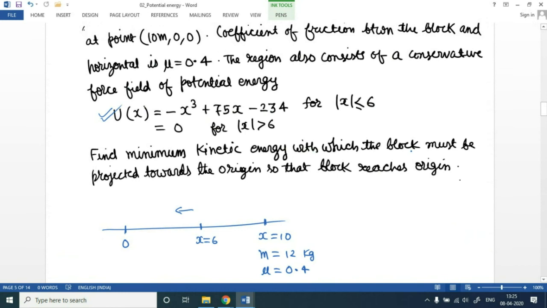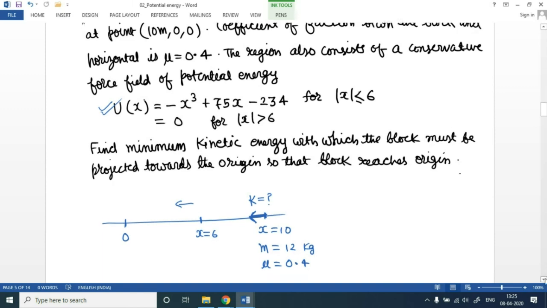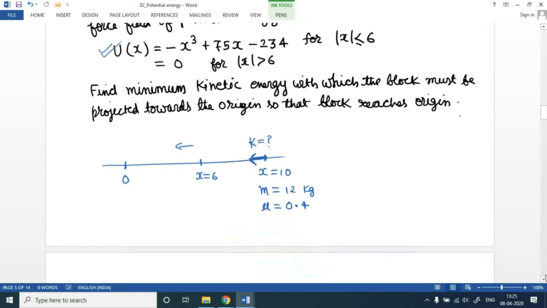with which the block must be projected. So the block must be projected in this direction to reach the origin. So what should be the minimum kinetic energy for that to happen? So how we are going to approach this problem is, the expression for potential energy is given to us as U equal to minus x cube plus 75x minus 234.